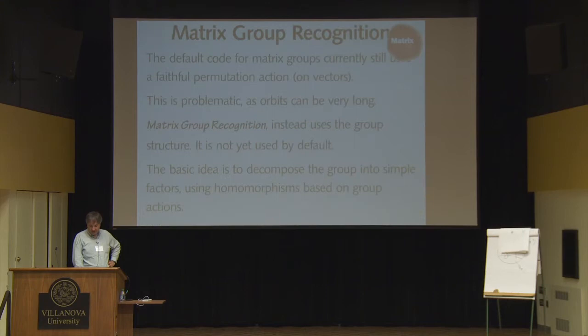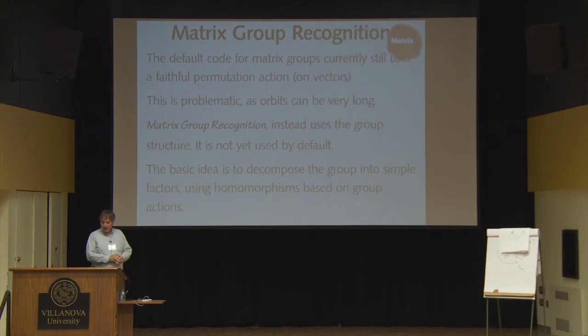Let me close with something about matrix groups. At the moment, matrix groups in GAP by default always translate to permutation groups by acting on vectors. This is not a good strategy because you can get orbits which are very long, and you can in particular have unavoidable orbits which are very long. For example, if you take the full GL.